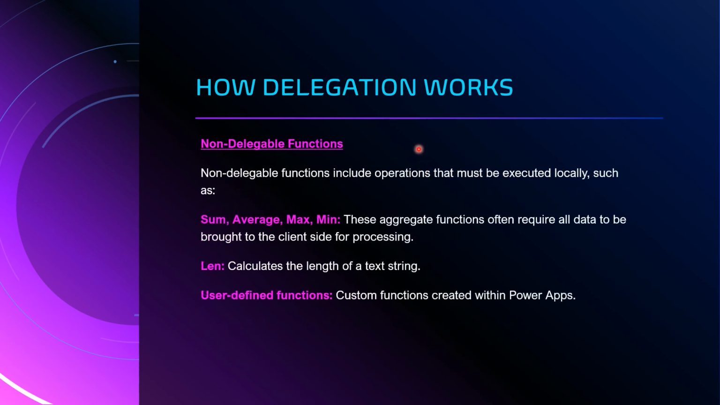Some non-delegable functions also exist in Power Apps, that are Sum, Average, Max, Min, Len, and user defined functions. Sum, Average, Max, Min, these aggregate functions often require all the data to be brought to the client side for processing. Len calculates the length of a text string. And user defined functions are custom functions that are created within Power Apps.